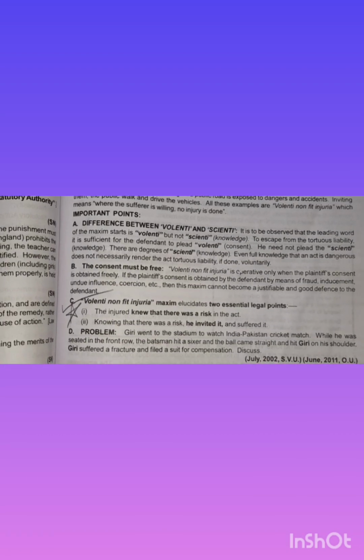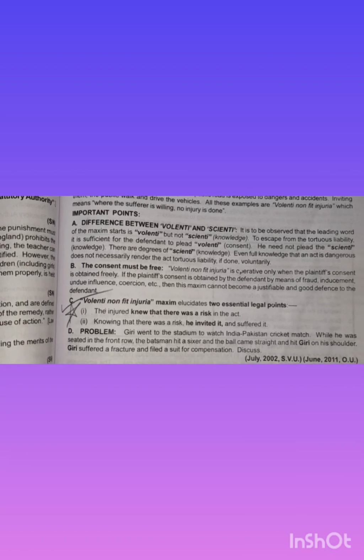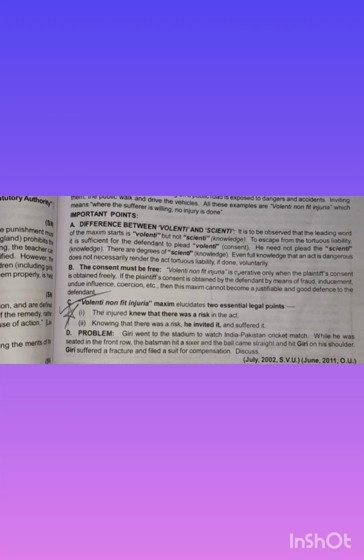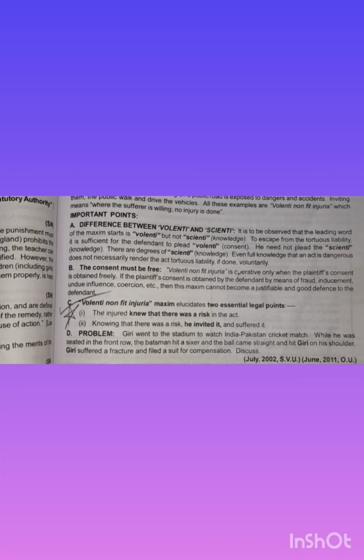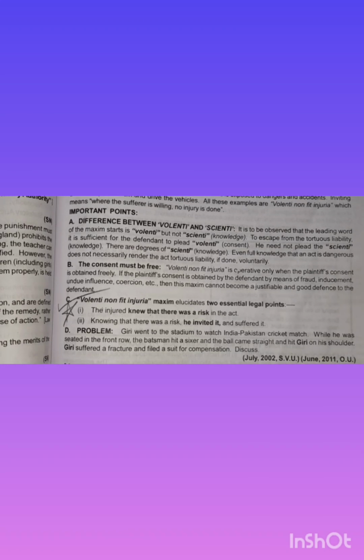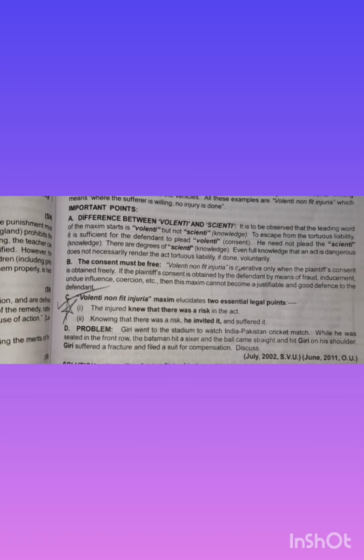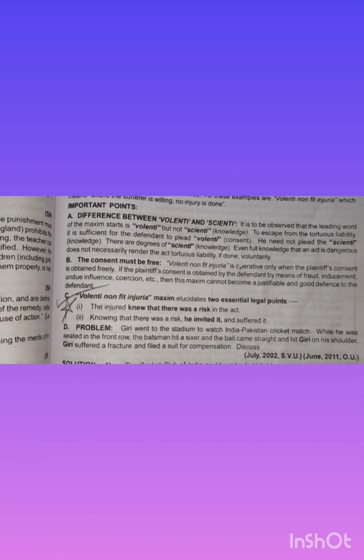So this was the meaning of volenti non fit injuria, and there are two essential legal points. The injured knew that there was a risk in the act, and knowing that there was a risk, he invited it and suffered it. You cannot put the blame on the situation or a person that because of you this has happened. This is the meaning of volenti non fit injuria. Let us move on to the second one.